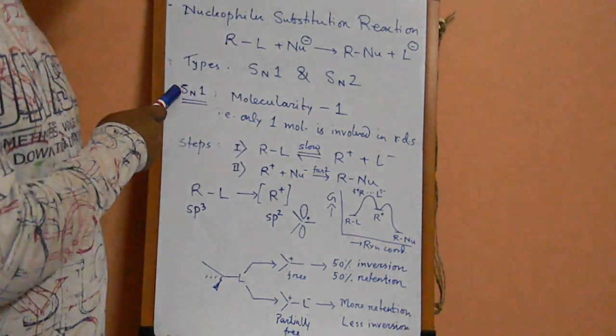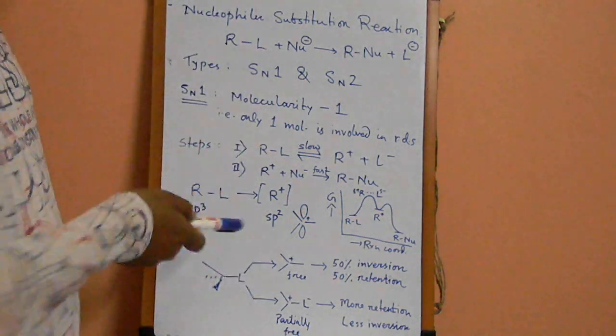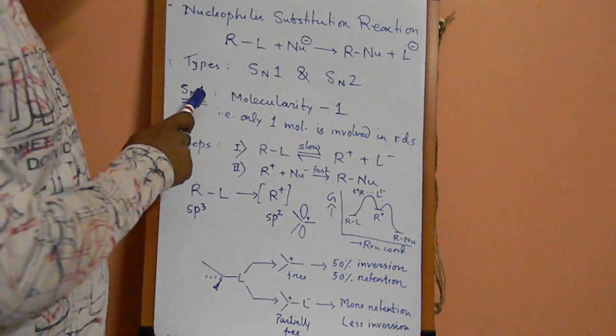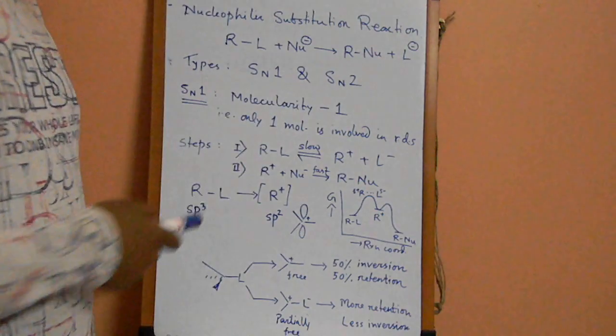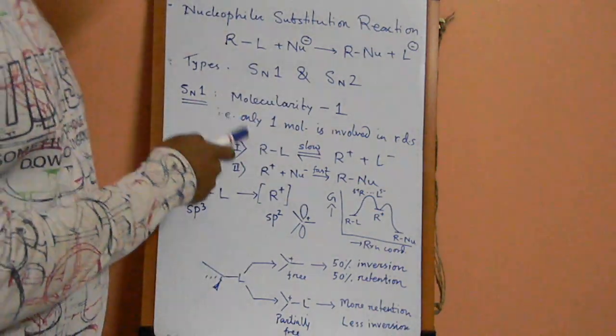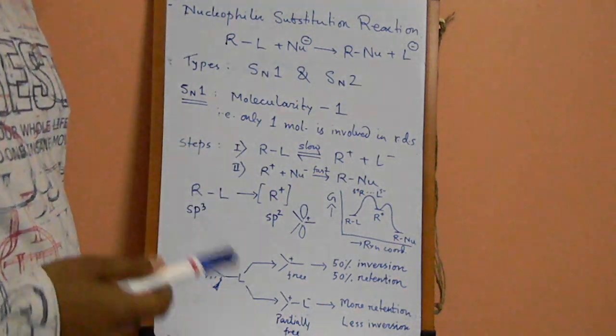Why is it called the SN1 reaction? As you know, S stands for substitution, N stands for nucleophilic, so it's a nucleophilic substitution, and 1 stands for the molecularity. And what is meant by the molecularity? It is the number of molecules involved in the rate determining step of the reaction.